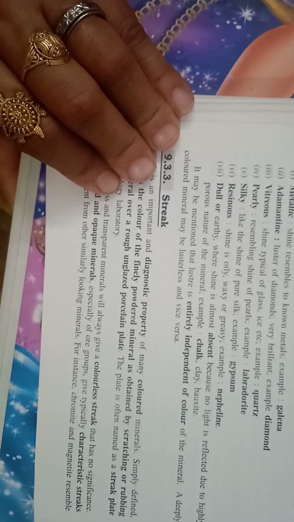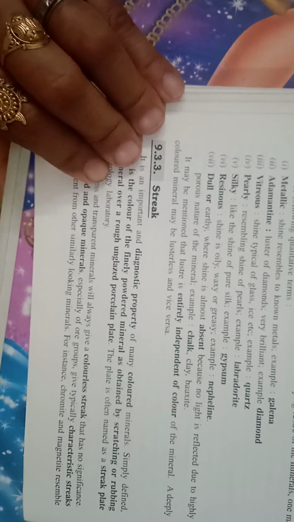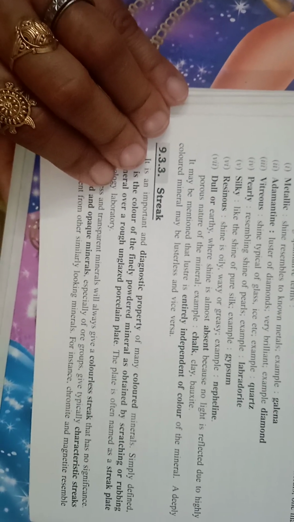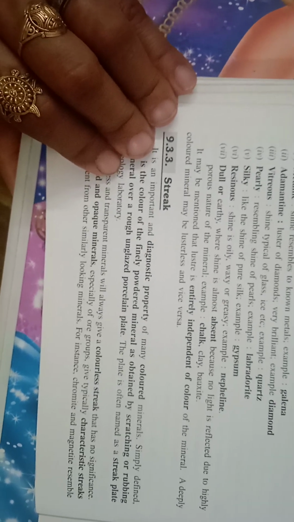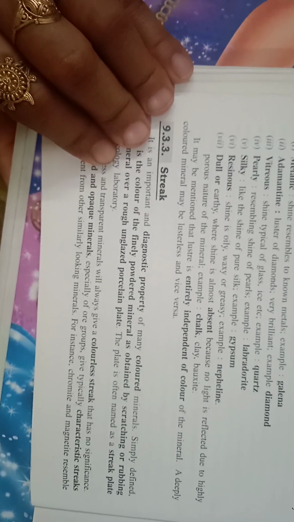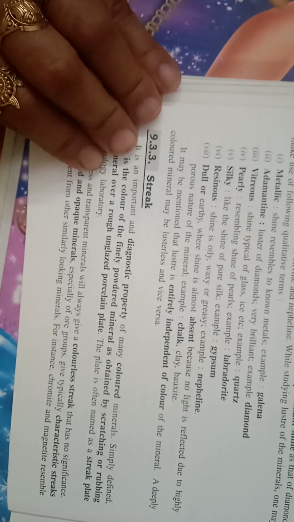Dull or earthy: where shine is almost absent because no light is reflected due to the highly porous nature of the minerals, example chalk, clay, bauxite. It may be mentioned that luster is entirely independent of the color of the minerals. A deeply colored mineral may be lustrous and vice versa.